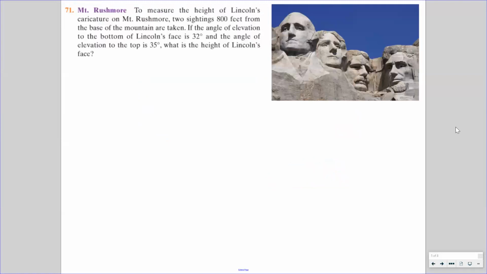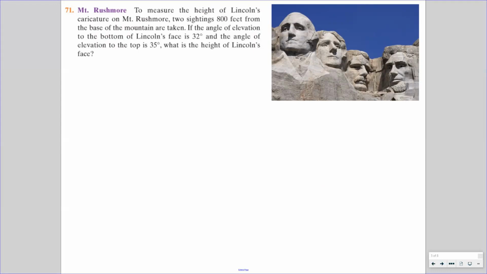So we've got Mount Rushmore here, and we're told this: to measure the height of Lincoln's face on Mount Rushmore, 2 sightings 800 feet from the base of the mountain are taken. If the angle of elevation to the bottom of Lincoln's face is 32 degrees, and the angle of elevation to the top of his face is 35 degrees, we want to know what the height of his face is. And I think I've actually Googled this in past years, and it's pretty accurate, we think, according to the internet. But we can do another Google search in a minute.